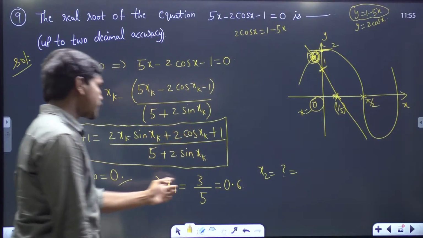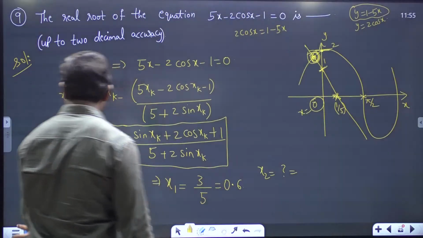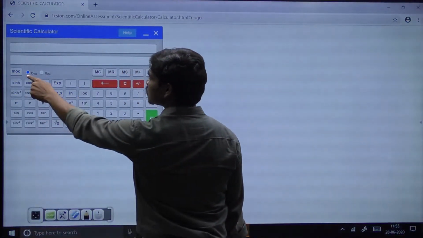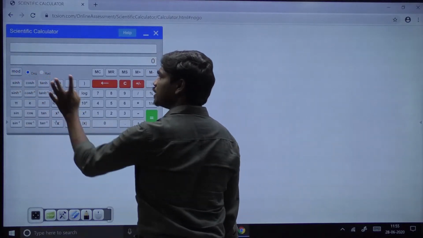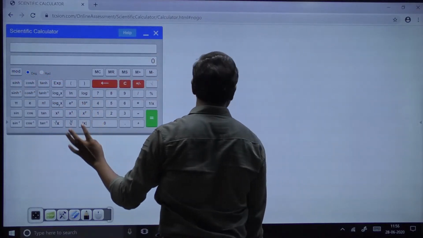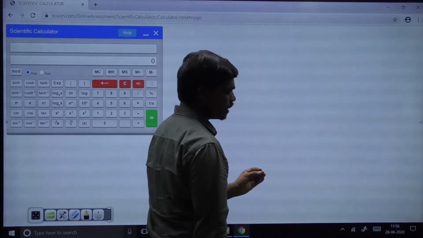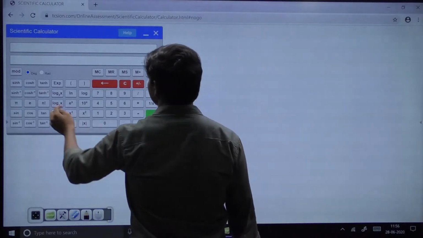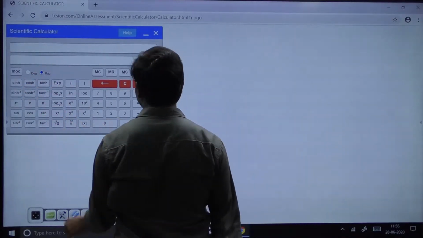So to perform this calculation, this 0.6 is in radians, correct? Which means in your calculator, you should shift the radian button from degrees to radians. If you keep it in degrees and perform the calculation, your answers are wrong, because whatever you are substituting is sine of 0.6 degrees. But here we need to substitute in radians. So move this radian button, which is initially here, to radians. Now you can perform calculations.